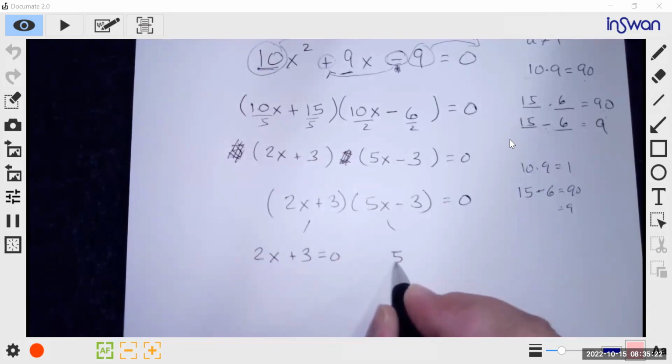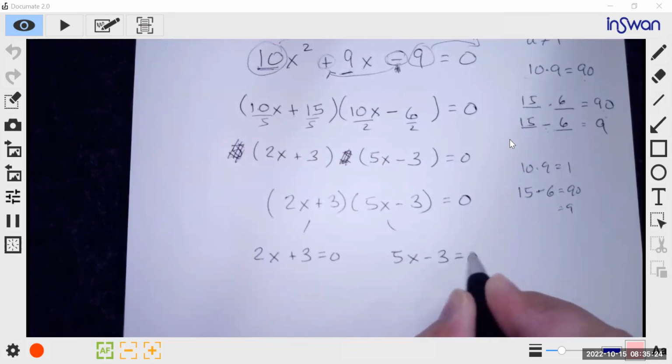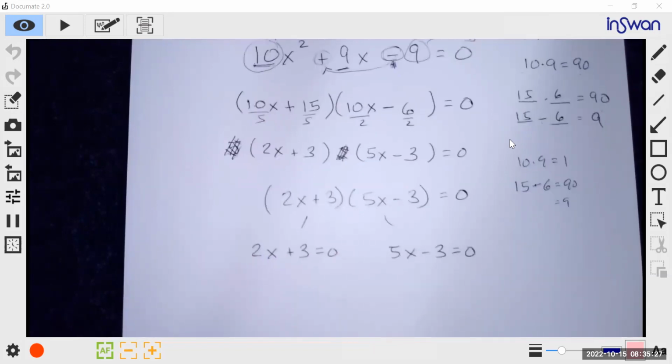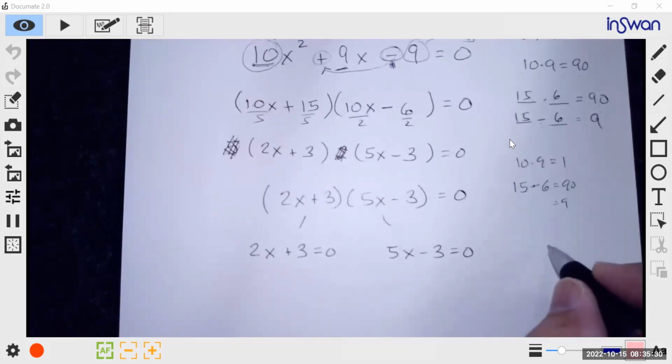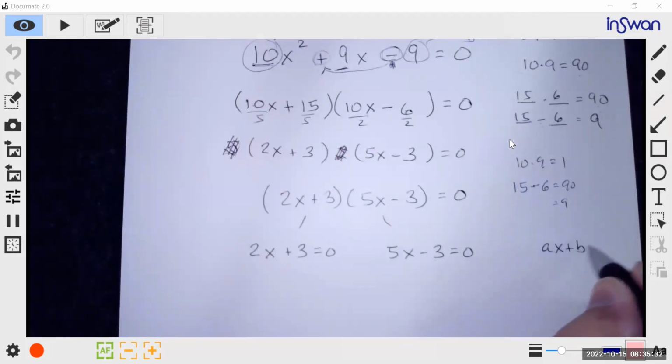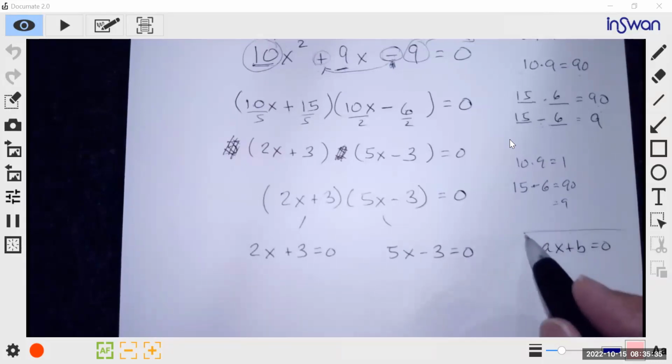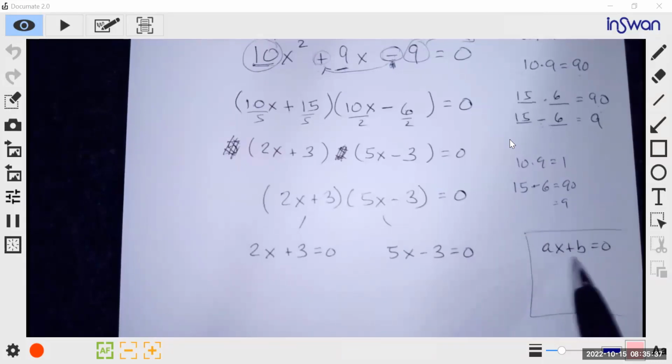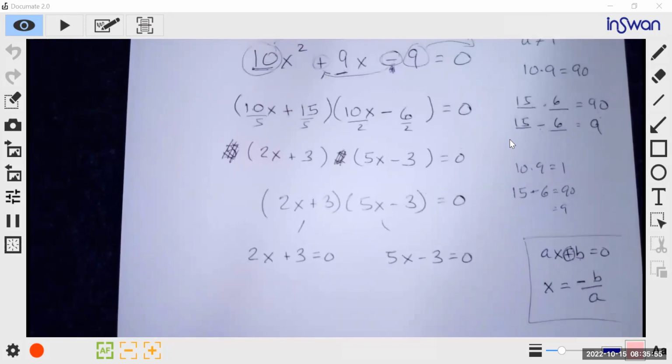Set both of these equal to 0. Okay, here's a shortcut. Whenever you have a binomial that has A and B terms, the answer will always, first off, be the opposite sign of what's in there. So that's a positive, the answer will be negative. It'll be whatever the constant is divided by the coefficient. It's always going to be that way.